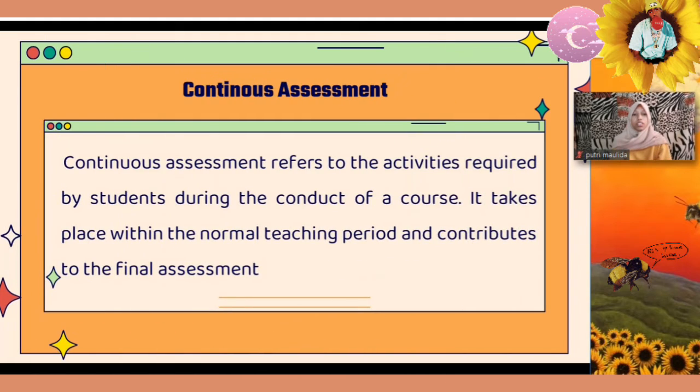These are the most common forms of assessment: continuous assessment, formative assessment, and then summative assessment. Let's see what is the continuous assessment. Continuous assessment refers to the activities required by students during the conduct of a course. So continuous assessment is done to see the activities of students in the class, and it takes place within the normal teaching period. So it's just normal assessment, and it contributes to the final assessment.